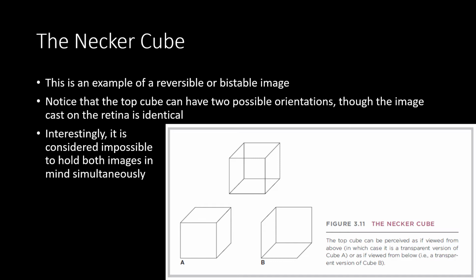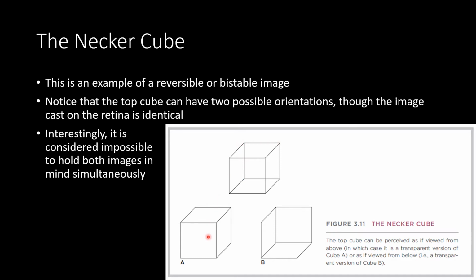Now, an example can be seen through something called the Necker cube. This is an example of a reversible or a bistable image. This just means that this image has either, well, in this case, two, seeing as it's bistable, or reversible, it can oscillate between two different orientations. This is the representation of the Necker cube here. And if you look at it for a little while, you will see that it can actually hold two different positions. One in which this square represents the front face of the cube, and then also one in which this square represents the front of that cube.